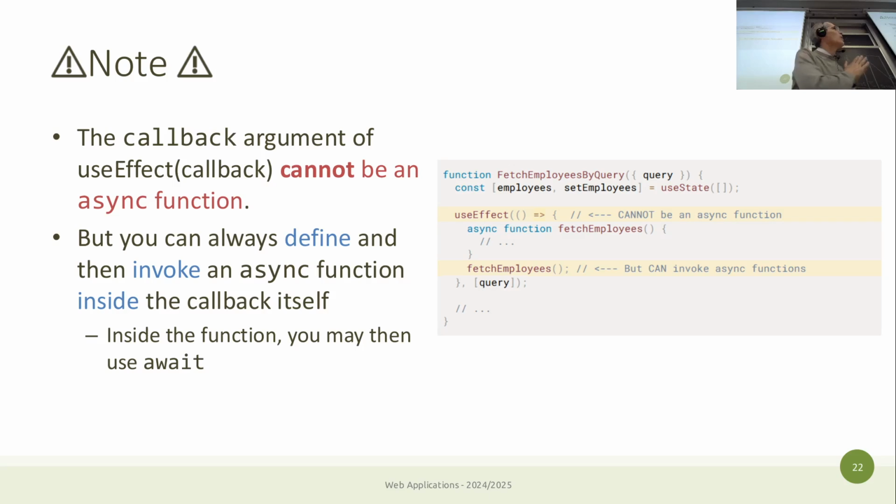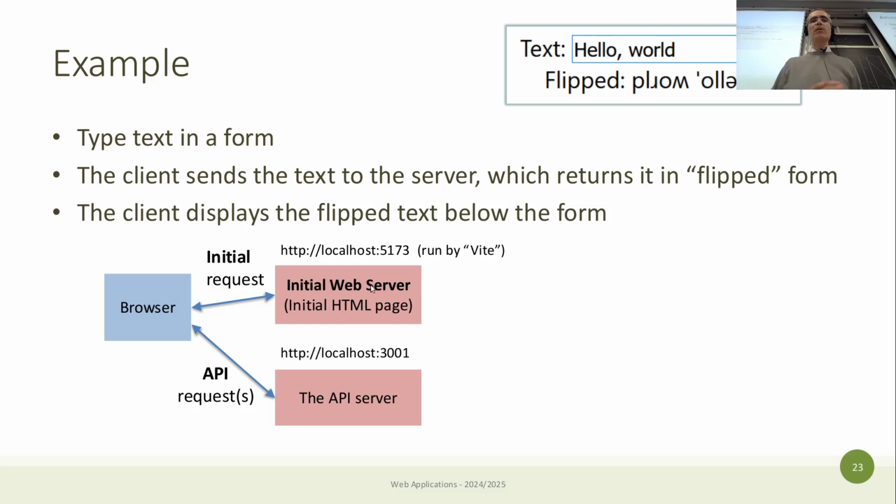Actually, just a note: the callback argument of the useEffect cannot be an async function. So you cannot just define an async function and pass it directly. But the nice thing is, there's a very simple workaround. You define a normal function, not async, with normal brackets, and then you define a function inside and you call it. Just a trick, but I have to tell you. There's probably some restriction in the implementation of the useEffect in React. I'm not really sure why.